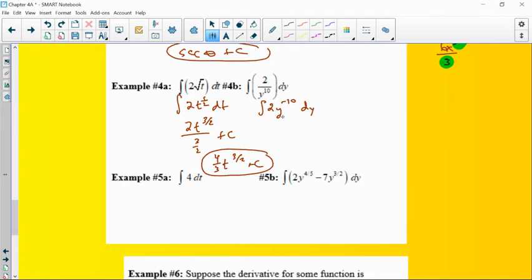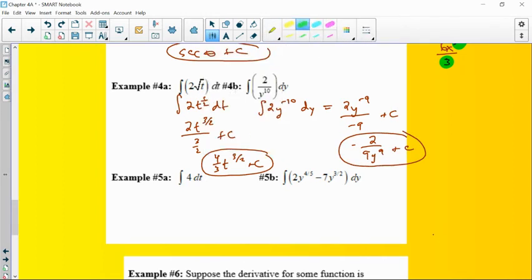And then here, 2y to the -10. That could be thought of as 2y, bump it up a power, so -9 over -9 plus c. You're just increasing it by 1 and then dividing it out by that value. And then you could leave it like that, or you might see it as -2 over 9y to the 9th plus c. Now, do not forget that constant. That constant is so important that you lose points on the AP exam if you forget it. Okay?